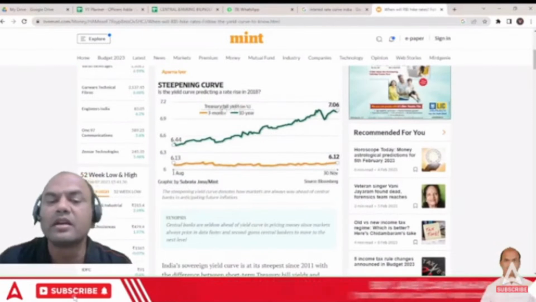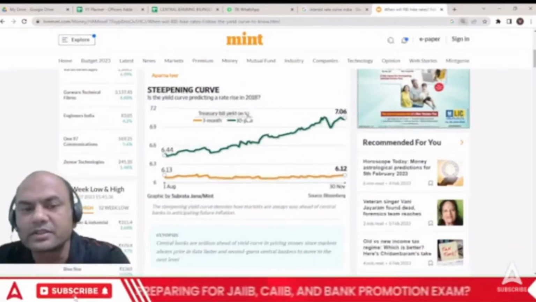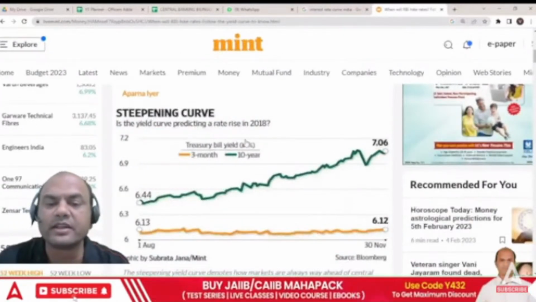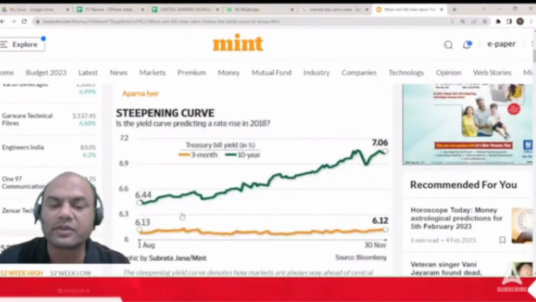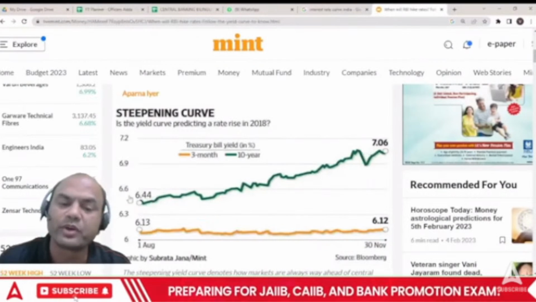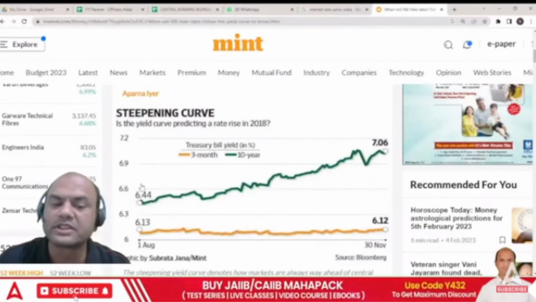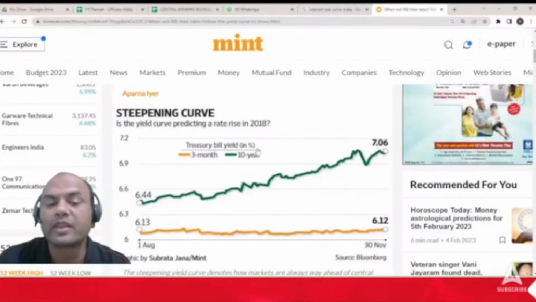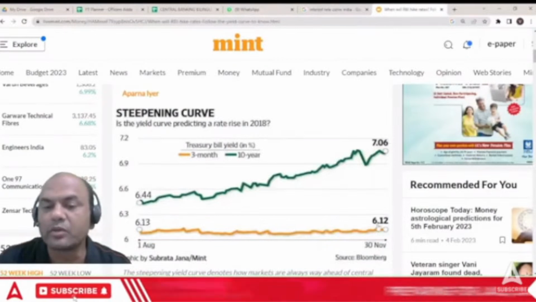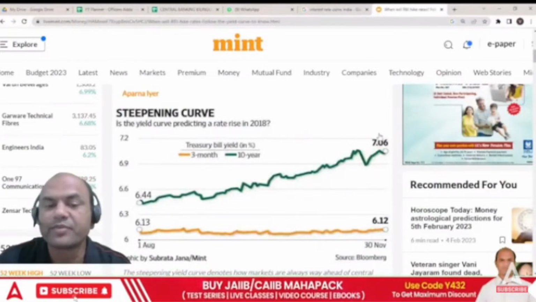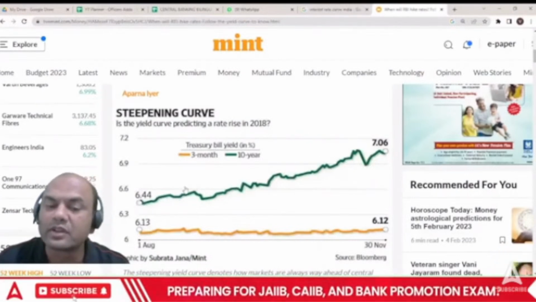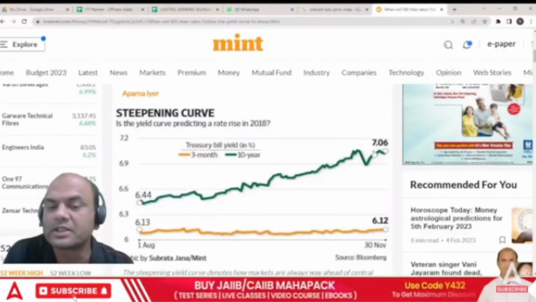If you look at the Treasury bills, look at this, the T-bills yield in percentage. For 3 months it was flat and for 10 years it was growing up. So what does it mean? 6.44 was the expected rate for the 10-year bond on 1st August, and on 30th November it was 7.06%. So this yield curve was going in the normal route, like a normal distribution curve.